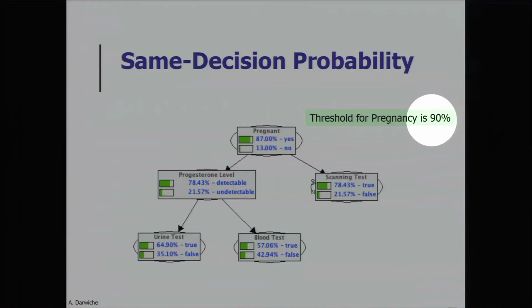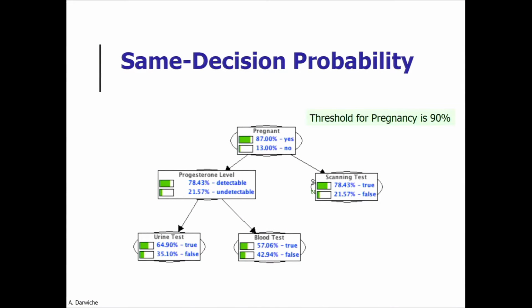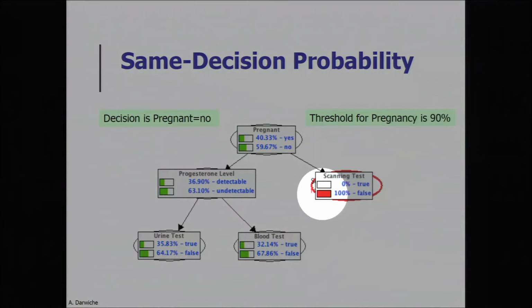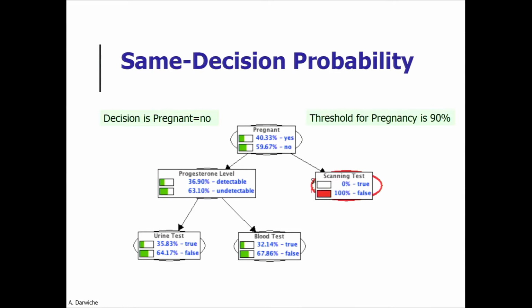Let's say in this case it is 90. So if it's, let's say, greater than or equal to 90, you say yes, pregnant, otherwise it's not. And in this particular example, let's say that the scanning test came out to be false, and now the posterior is 40%. That's less, so the decision is no, right? That's a classical usage. So what is this query?